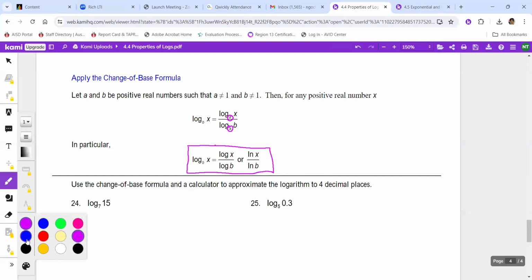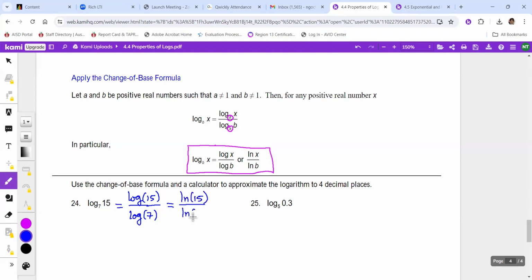Okay, so I'm going to look at number 24. The base is 7, so I'm going to write it in terms of base 10 or base E. Let's start with base 10 first. That will be log of 15 divided by log of 7. It's the same thing if we write it in terms of base E, which is natural log of 15 divided by natural log of 7.